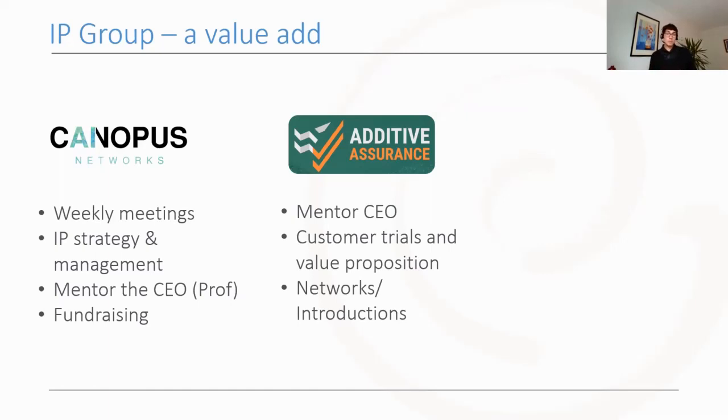We brought our expertise into the company with regards to customer trials and defining the value proposition, and really work with the team on how this could look. And furthermore, we're a large international investment company, so we've got networks not only in Australia, but across the world.